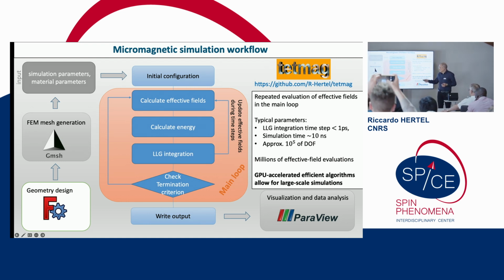And then we move on to generating a finite element mesh. There are libraries and codes for that. Then we just have to provide the simulation parameters and describe which material we're dealing with and define the initial magnetic configuration. And then comes the major loop where we calculate the effective fields that enter the Landau-Lifshitz equation, and we integrate the Landau-Lifshitz equation. While doing so, we monitor the energy of the system and a couple of other parameters. And when the simulation is finished, we write the output.